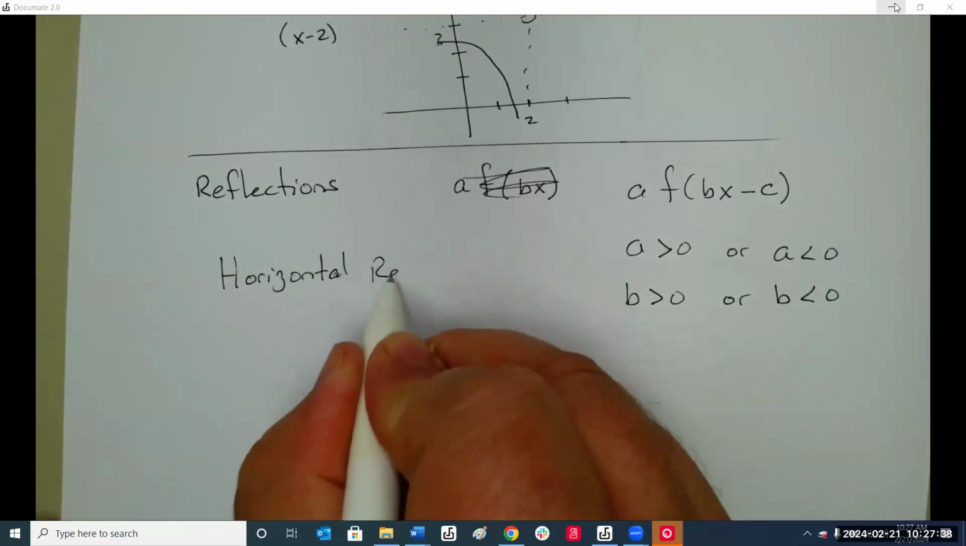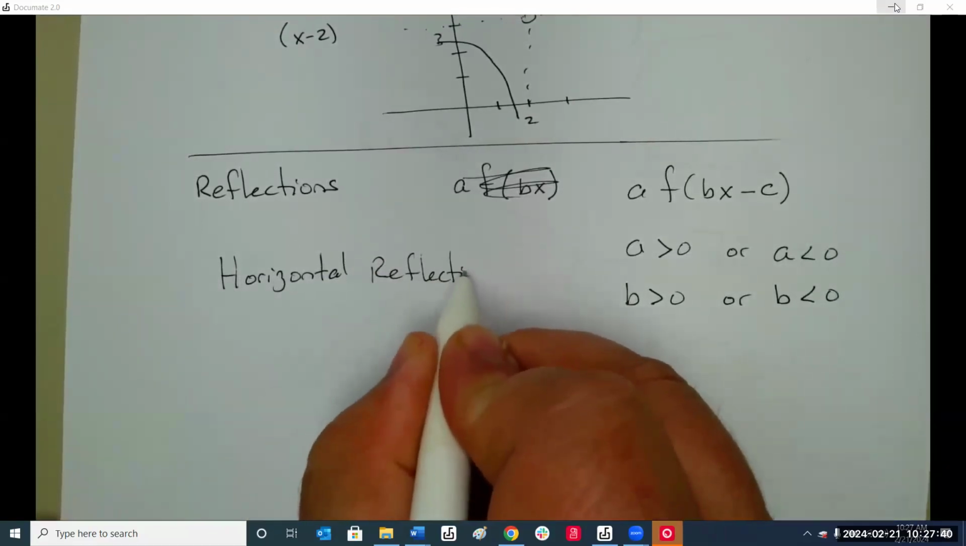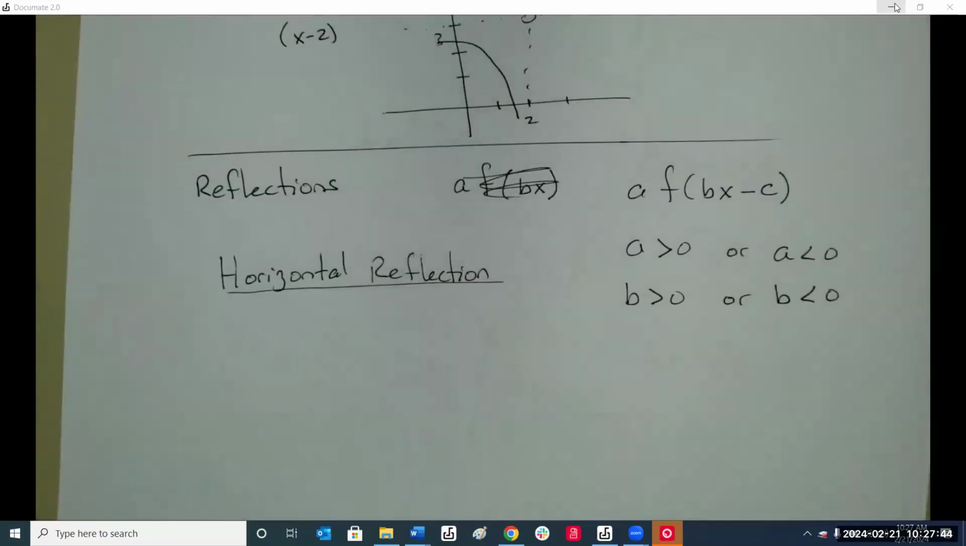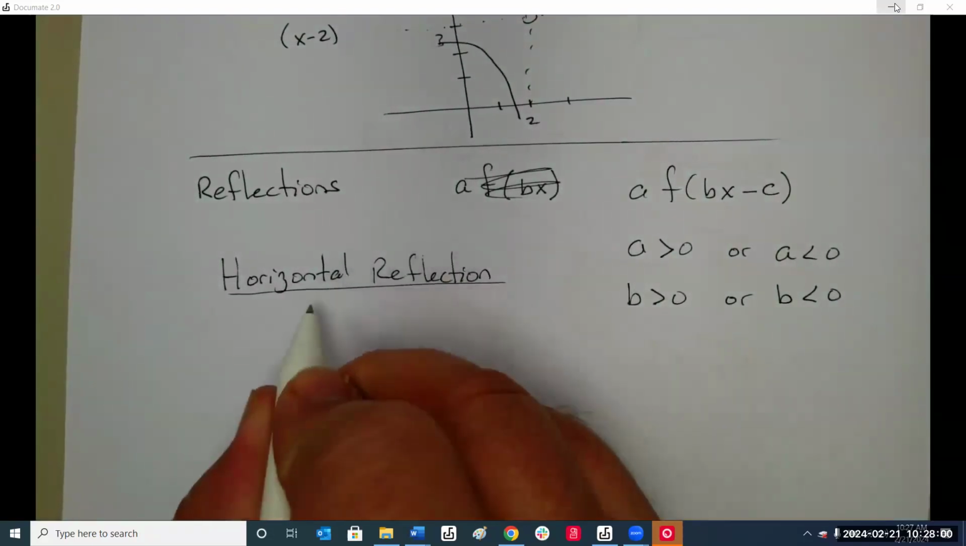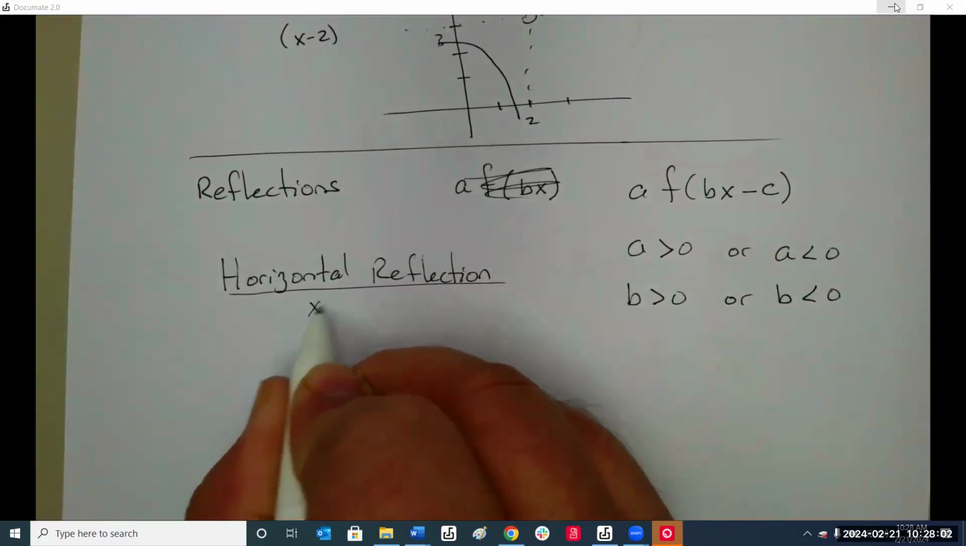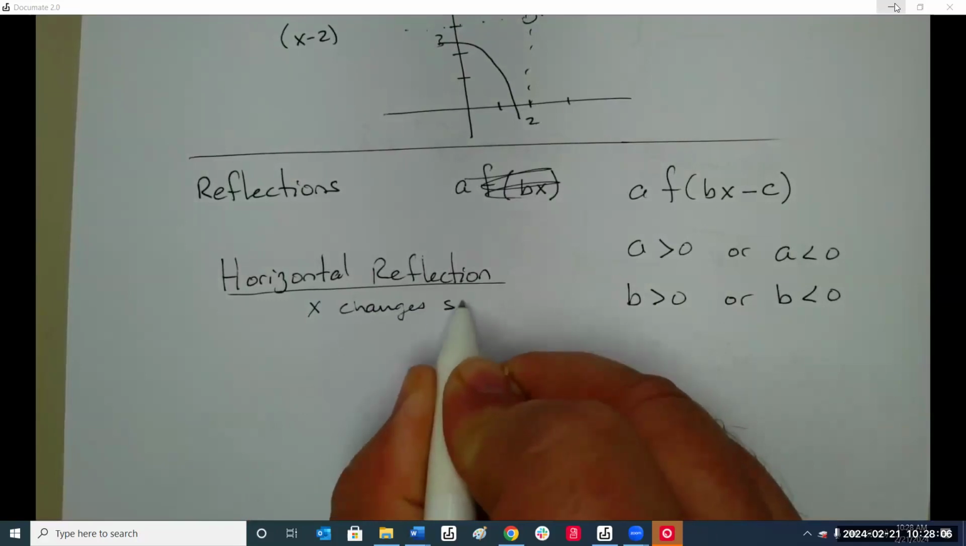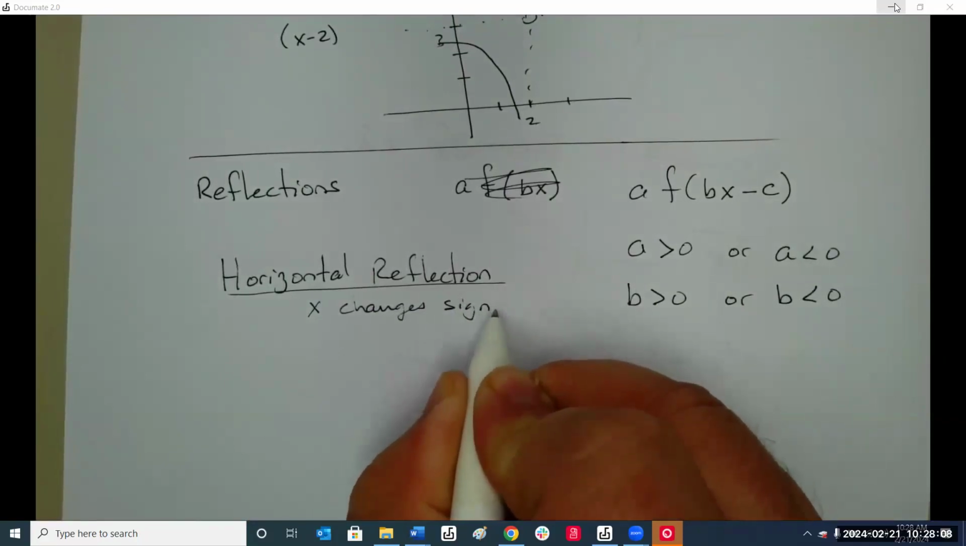So our first reflection, let's look at horizontal reflection. Where do horizontal changes occur? Where in a function does a horizontal change happen? Inside the function, yeah, to the x. It affects x. So for a horizontal reflection, x changes sign.